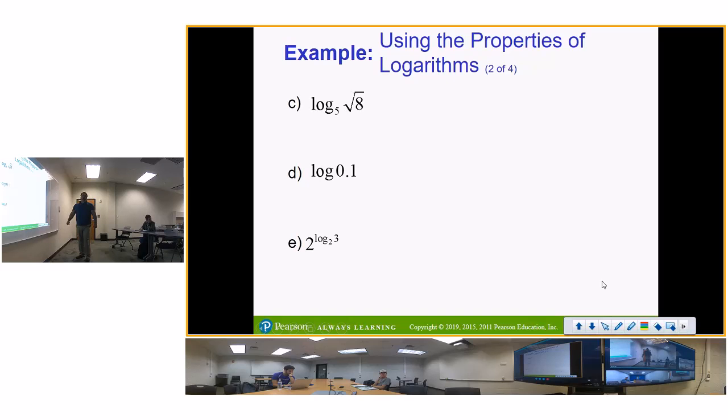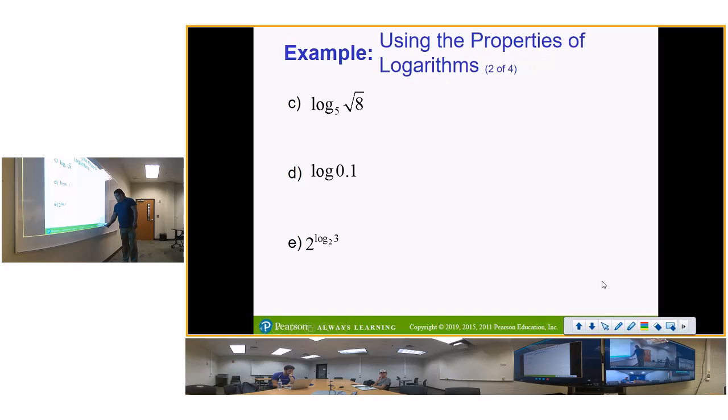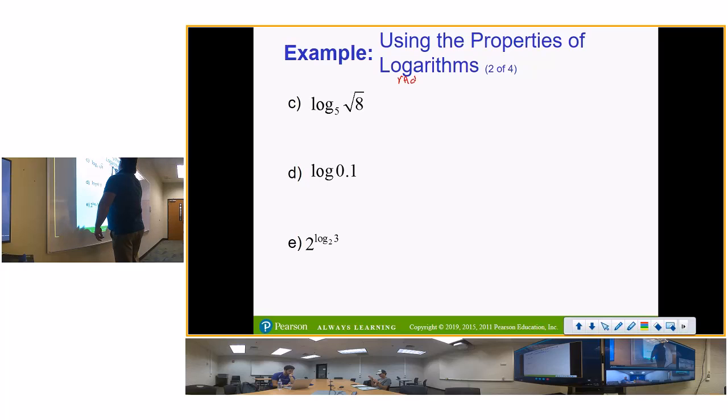Okay, here's your first rule of calculus. It's not a hard rule, but you need to write it down. Radicals and calculus don't mix.